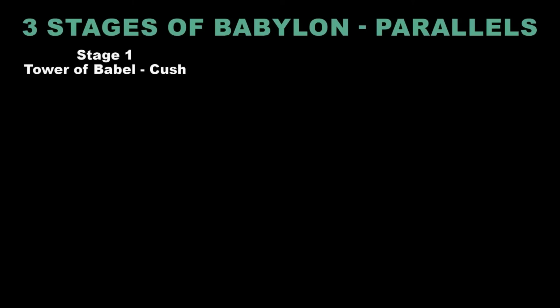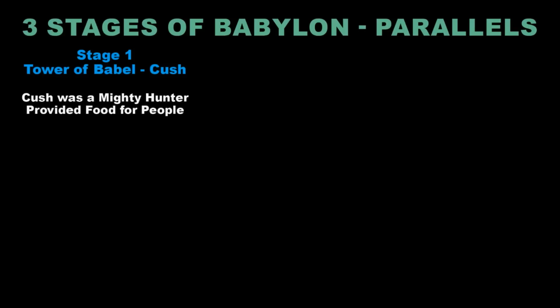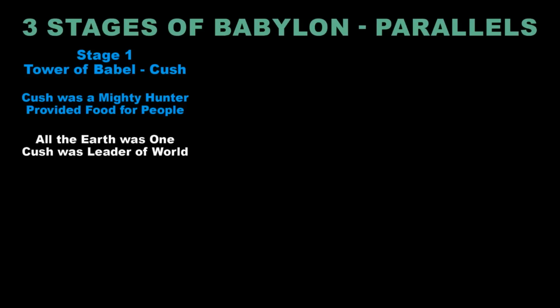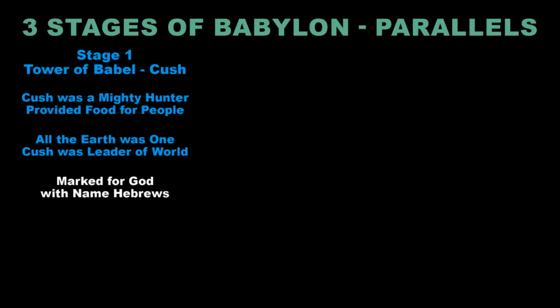The leader of the Tower of Babel is Cush, the son of Ham. One of the things that is said in Genesis 10 about Cush is that he was a mighty hunter, and we've taken that to mean that he provided food for the people. We know from the tower story that all the earth was one. Everyone alive was in Babel, so that Cush was the leader of the world. The name Eber evolved to be the name of the Hebrew people, and that meant that people were marked as God's people with this name.